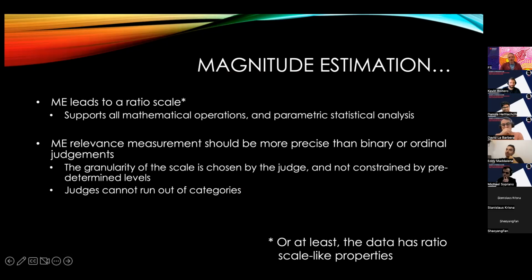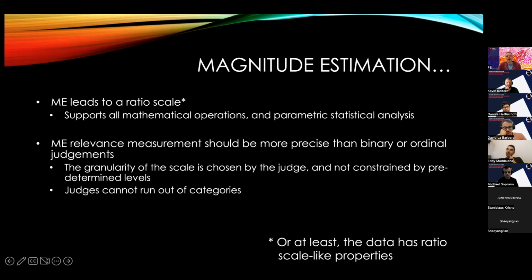Why are we doing this weird complex thing when everyone knows how to use a simple ordinal scale? Because we do that all the time, right? Assign things from 1 to 5 or whatever. And there are a couple of reasons why magnitude estimation might be interesting. One is that it leads to a ratio scale as opposed to an ordinal scale.